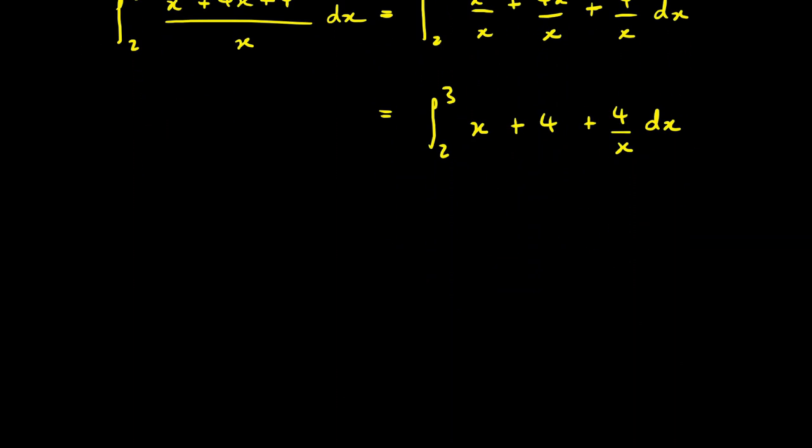So now what I can do is I can integrate. I'm going to write that as x to the power of 1. So how do I integrate that term? Well, I increase the power by 1. I get x to the power of 2, divide by the new power. So that's how we integrate there. 4 will integrate to give 4x.